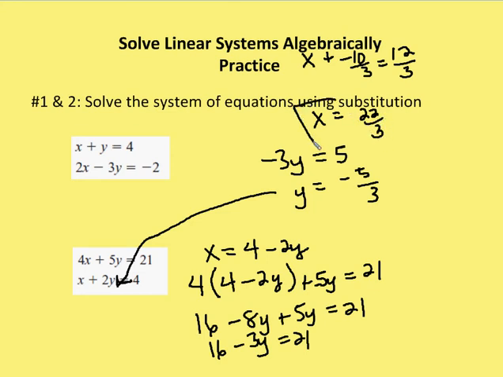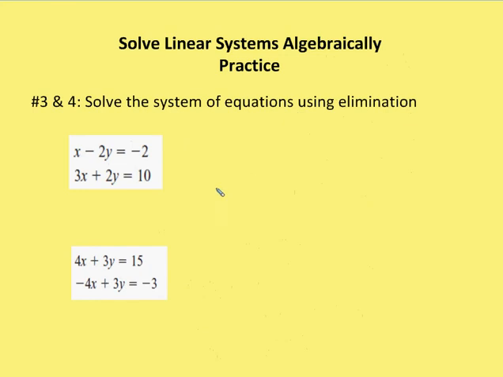So there are my values, 22/3 for x, and I have negative 5/3 for y. Okay, moving on, we're going to solve a system by elimination. So I have two problems. x minus 2y is equal to negative 2. 3x plus 2y is equal to 10.